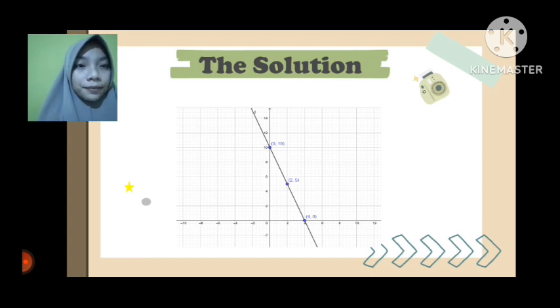This is the graph. The point where x is 0 and y is 10 is what we counted before, and this is where x is 2 and y is 5. The 3 points that we got before, we make a line through the 3, and this is the graph of the equation y equals 10 minus 5 per 2x.